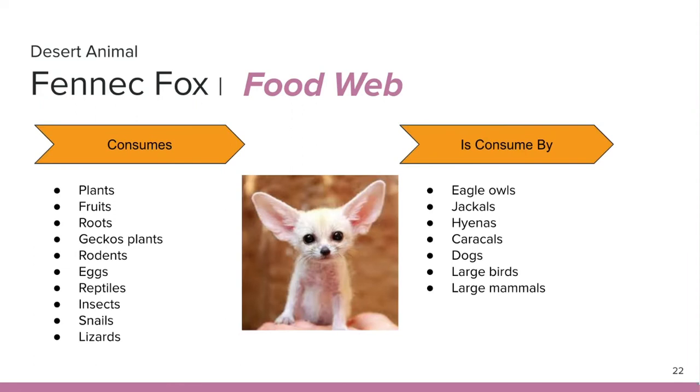This is the fennec fox food web. They're omnivores, so that means they eat meat and plants and fruits. So, what they consume: plants, fruits, roots, gecko plants, rodents, eggs, reptiles, insects, snails, and lizards. They are consumed by eagle owls, jackals, hyenas, dogs, large birds, and large mammals. Basically whatever's larger than them.